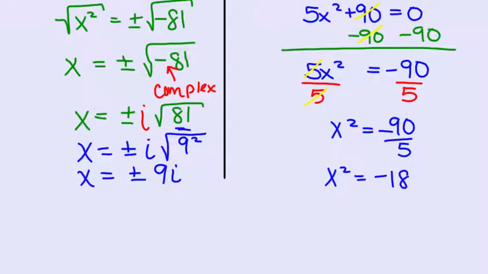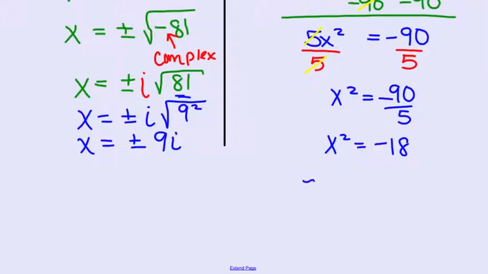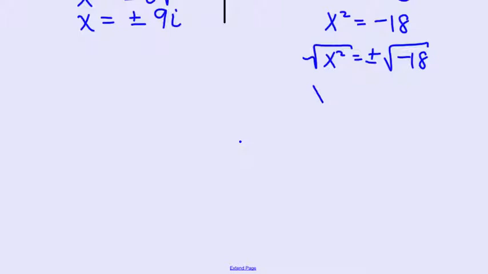And now we're going to undo the square. So we're going to square root both sides. So we're left with on the left x equals plus or minus. Now here's that negative that pops up. So I'll replace that with an i out in front. And then 18 stays underneath.